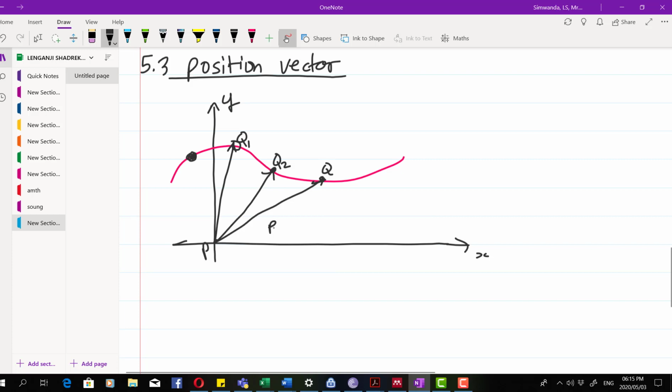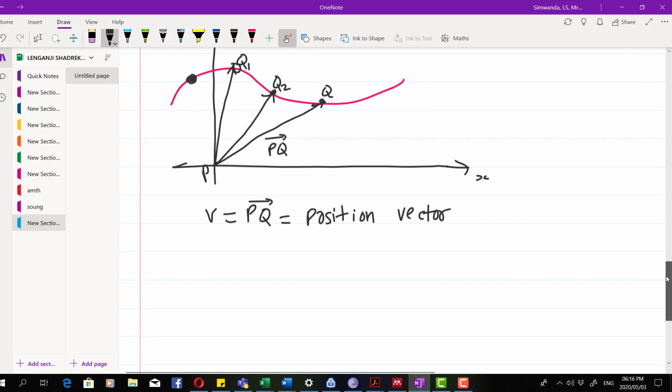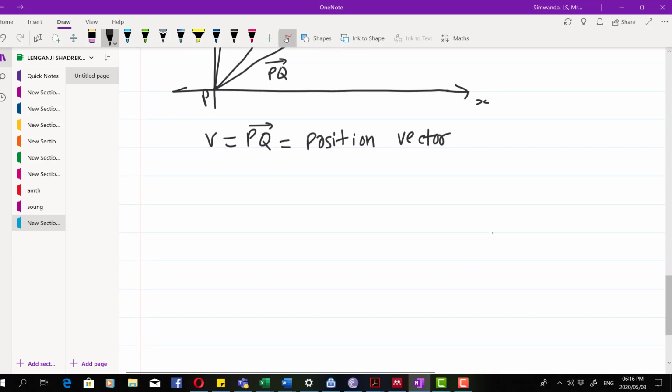The only concept we need to know is that the initial point of a position vector is usually at the origin. So with the initial point at the origin, we can denote our vector PQ, or denoted by V. Okay, so that is what we have as our position vector. Key concept: the initial point P is at the origin, but we can have a vector anywhere. That will just be a vector, but for a position vector, the key thing we need to know is that it starts at the origin. So we continue 5.3.1.